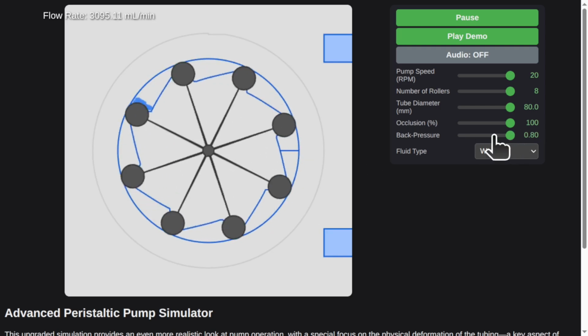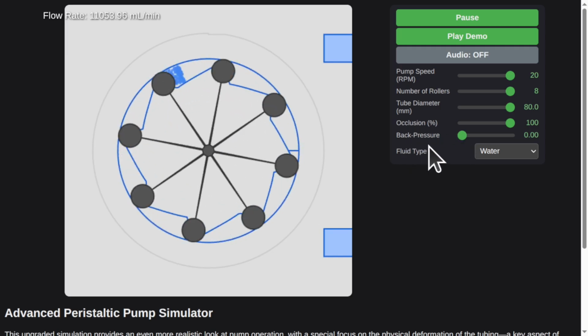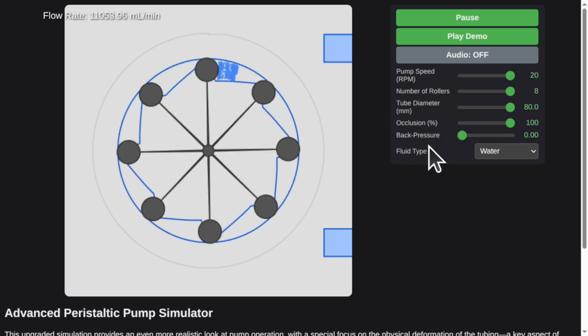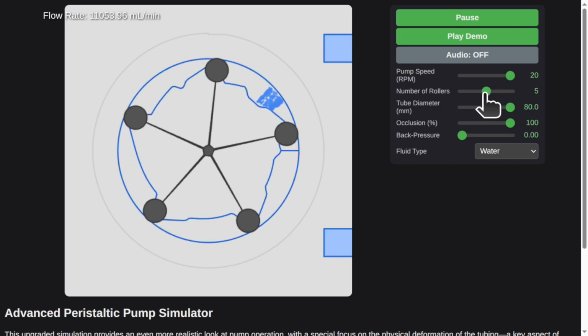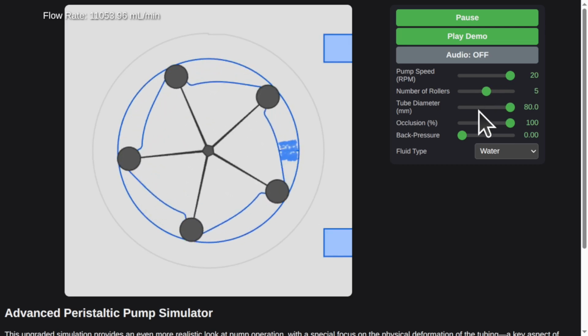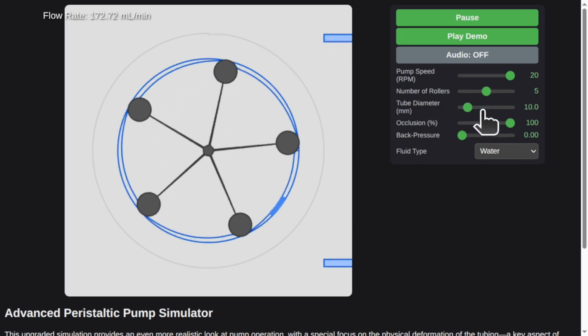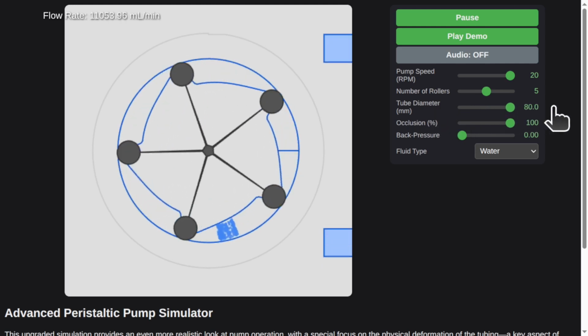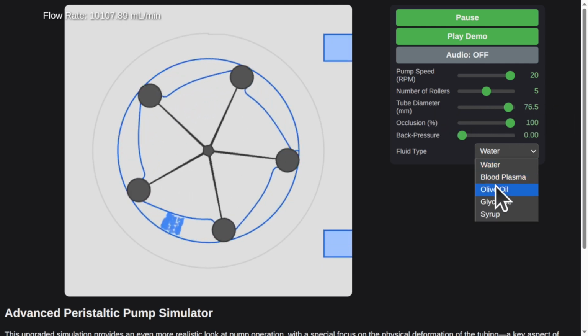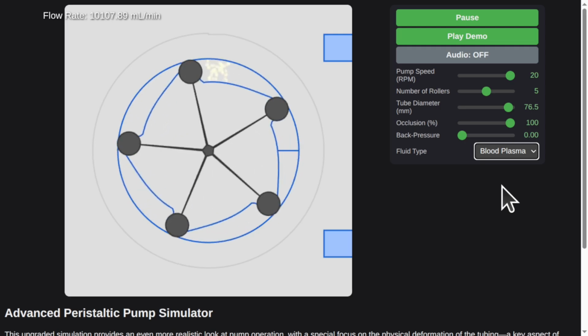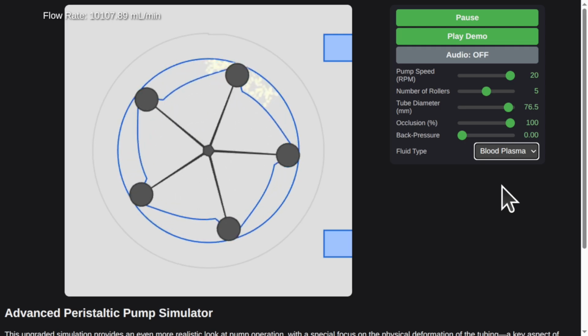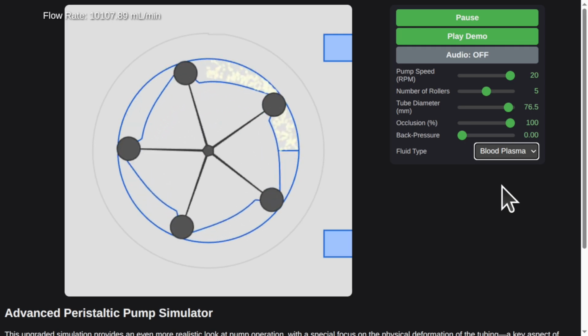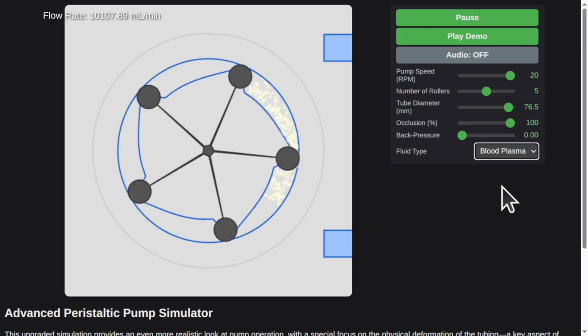With the current settings, the pump speed is at 20 RPM, there are 8 rollers, the tube diameter is 80 millimeters, the occlusion is 100%, and the back pressure is 0.80. The fluid type is water, and the flow rate is 309.5.11 milliliters per minute. The rollers are actively compressing the tube, moving the blue fluid through the system.